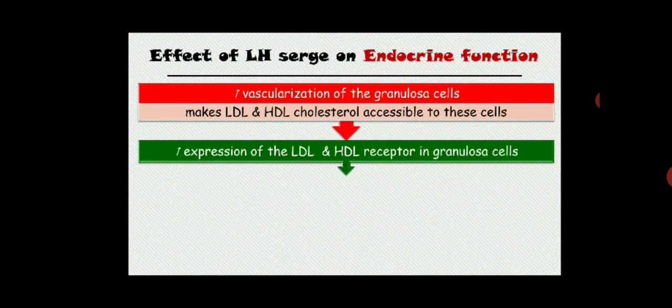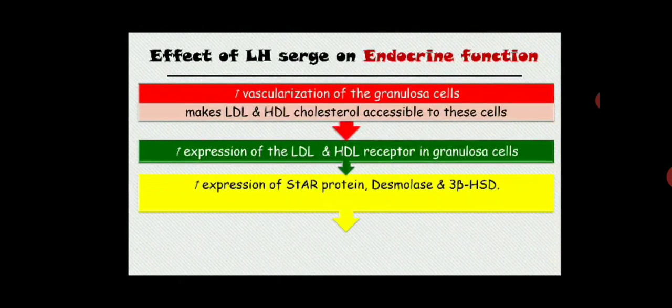Now what do we do? The LH surge also increases the first few steps of the steroidogenic pathway. It increases the expression of StAR protein, desmolase and 3-beta hydroxysteroid dehydrogenase. Obviously we understand all these things, but let me give a little bit of revision. What is StAR protein? It is steroidogenic acute regulatory protein. That protein is situated over the mitochondria, right? Via this protein, the cholesterol will enter inside the mitochondria, and the first step of steroidogenic synthesis will take place inside the mitochondria.